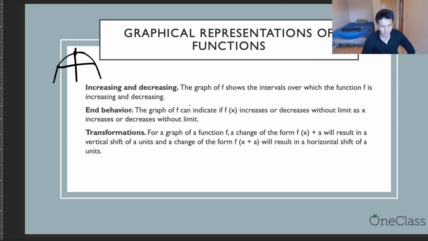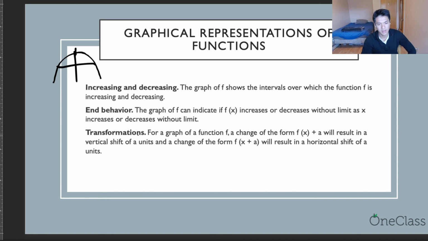End behavior says you can have a graph of f where the function is increasing or decreasing without limits, as x increases or decreases without limits. So for example, as x increases here, the end behavior of this graph is going to be negative infinity on this side. And similarly here, as x decreases without limit, the end behavior of this graph is going to be negative infinity on this side, because there's no kind of cap to how low these values can go.